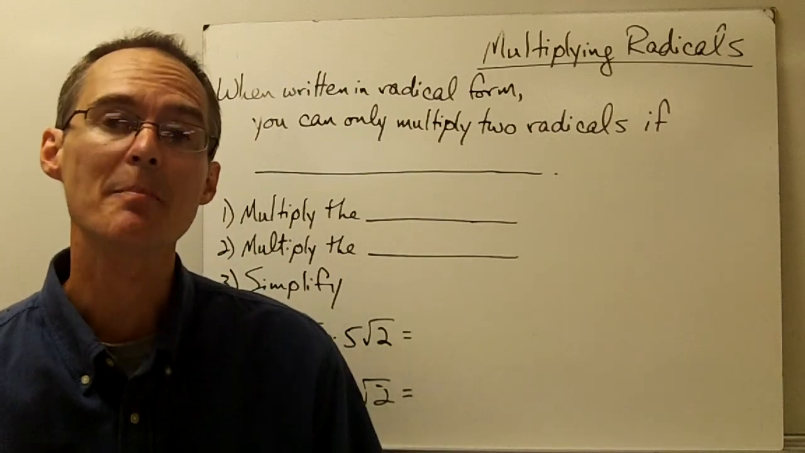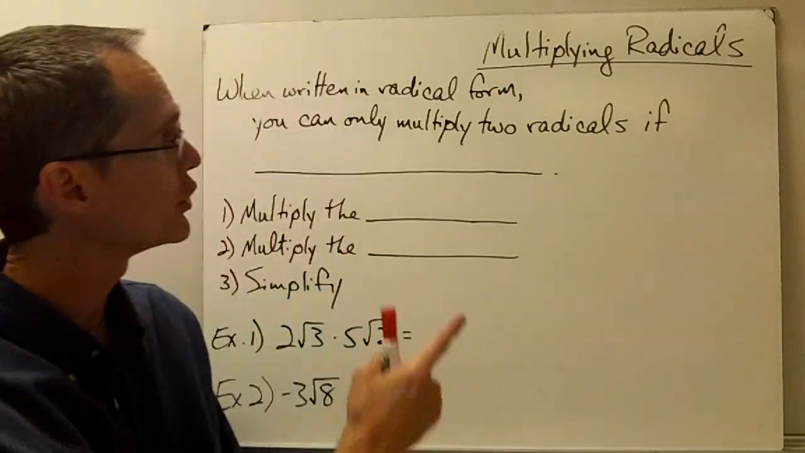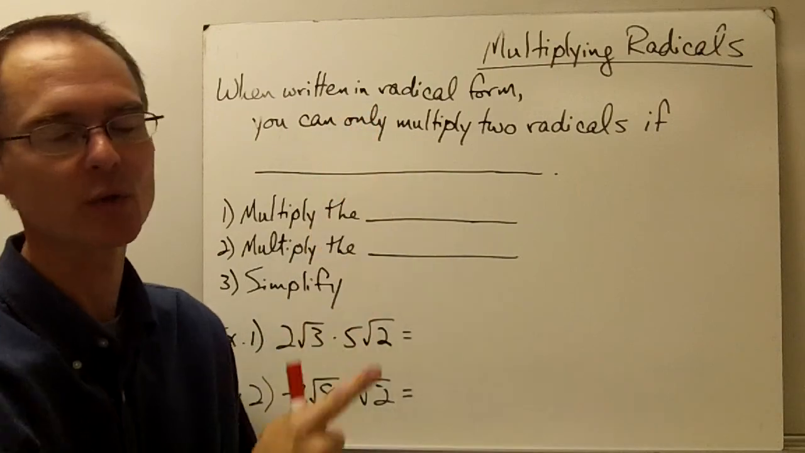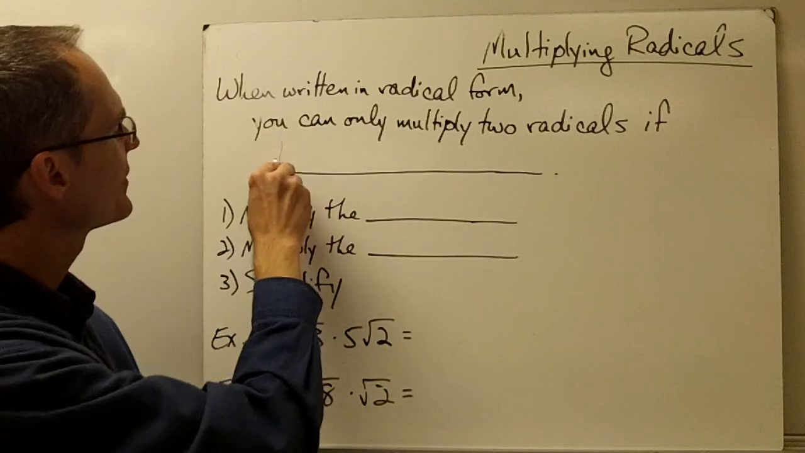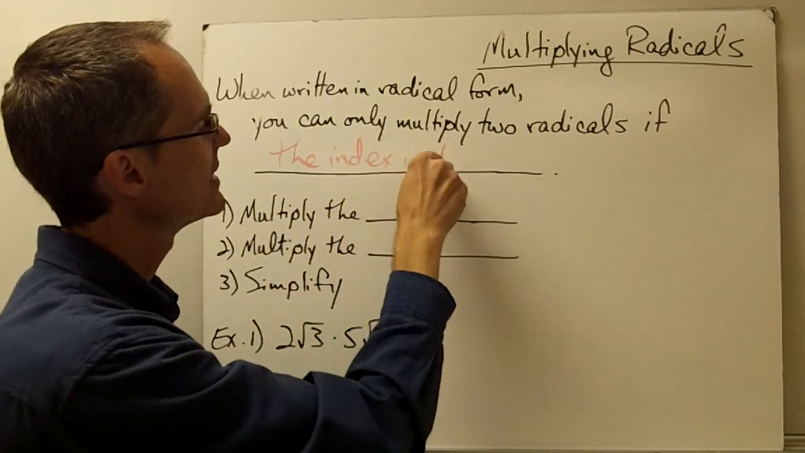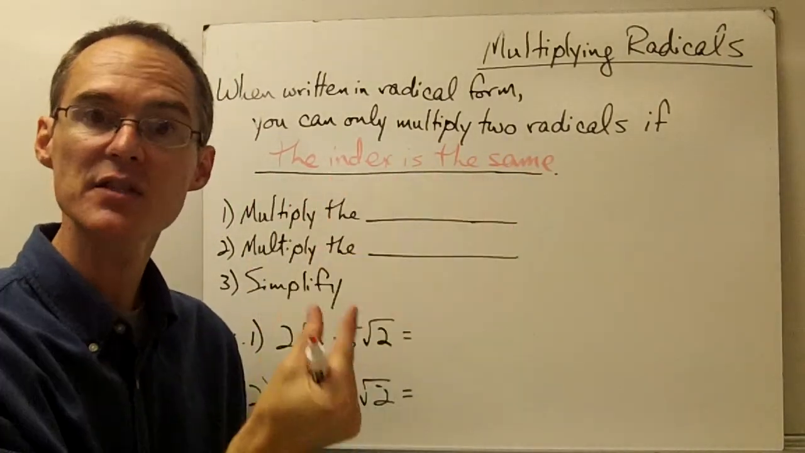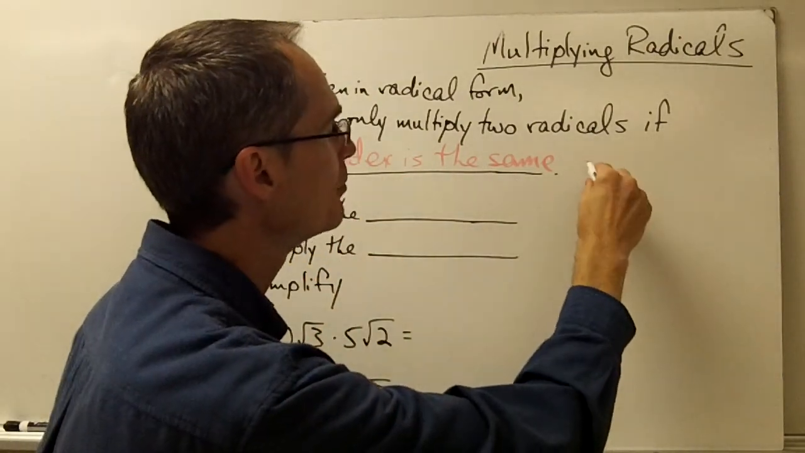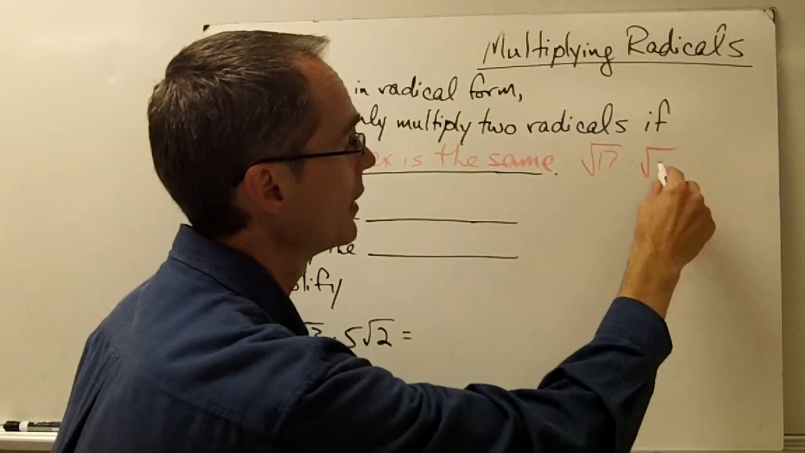Okay, in this video we're going to talk about multiplying radicals and also adding and subtracting radicals. Now, when you're multiplying radicals, one thing you always have to remember is that when you have numbers written in radical form, you can only multiply two radicals if the index is the same. That is, both of the radical expressions have to have the same index.